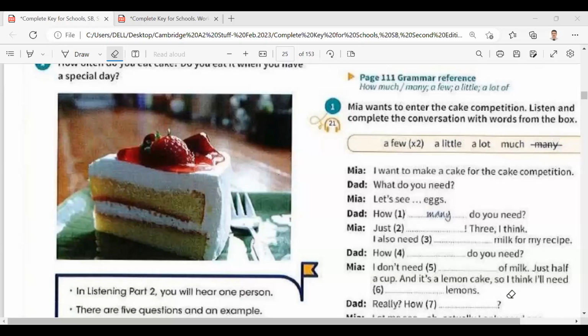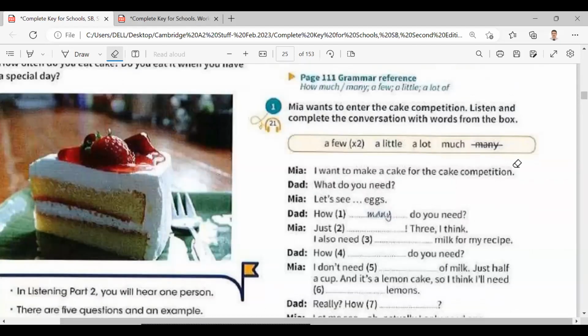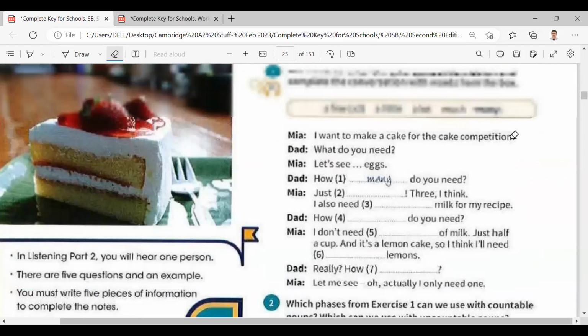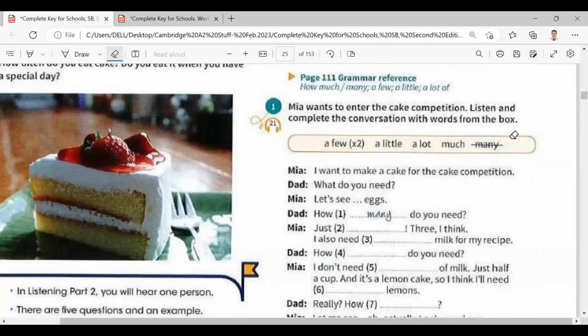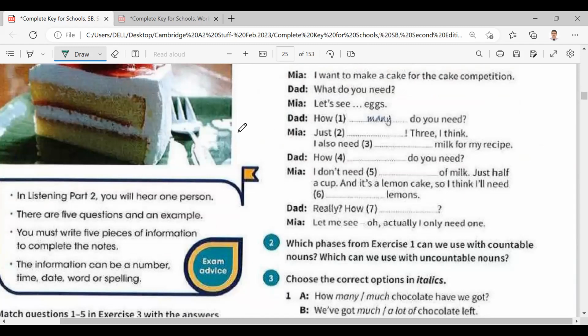I'll give you, okay, this one. Here. Okay, a few, a little, a lot, much, many. So, Maya wants to enter the cake competition. Listen and complete the conversation with words from the box. Okay, Sarah? So, you will listen and choose one of those. A few should be used 2 times. A little 1 time, a lot 1 time, much 1 time, many 1 time. Ready to listen? Yes. Okay, so please have a look quickly before we start listening.